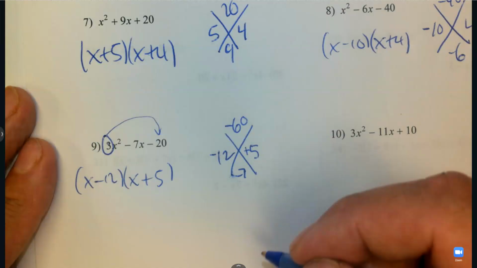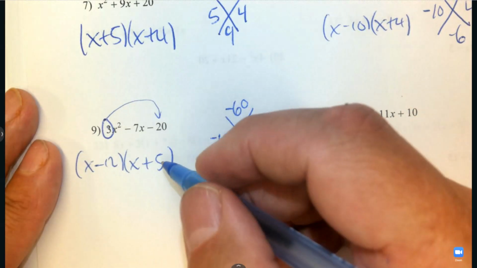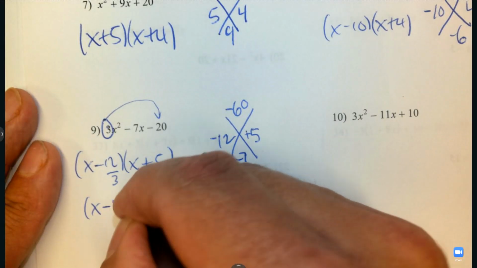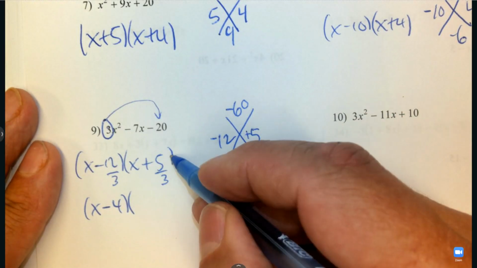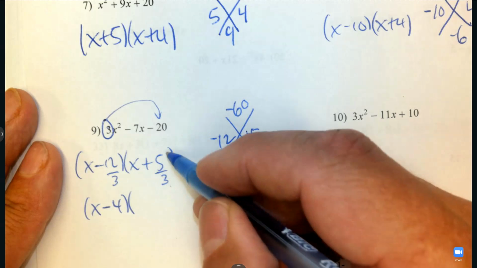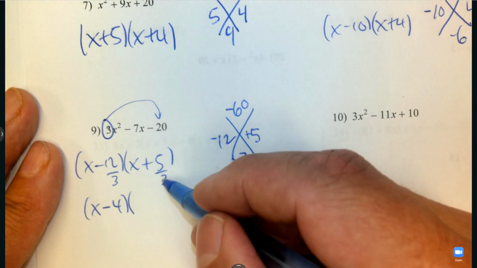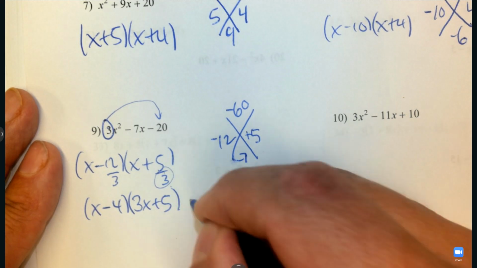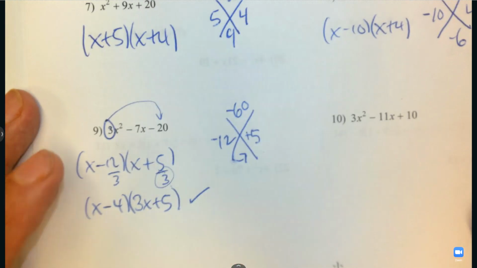Then I'm going to divide. And so I divide by that first number. So I'm going to divide both numbers by 3. So 12 divided by 3. Now 5 divided by 3. It must be in lowest terms. It is. And then you take the 3 and you slide it in front. That's 3x plus 5. And you factored it. That's now what we're practicing.